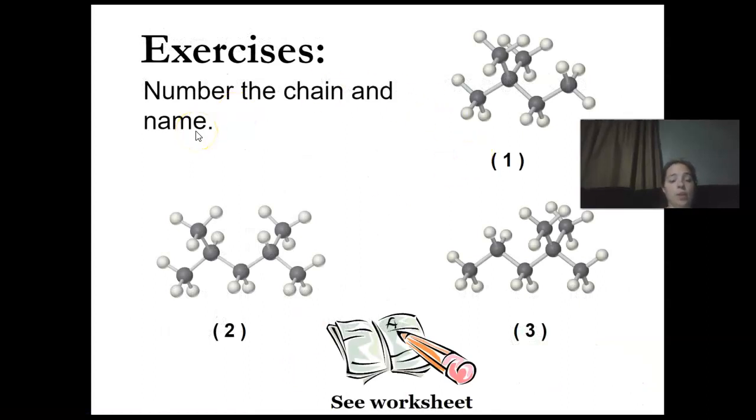Looking at this, number the chain and name. So 1, 2, 3, 4. That's 4. 2,2-dimethylbutane. There's 1, 2, 3, 4, 5. That's pent. 2,4-dimethylpentane, and this is 1, 2, 3, 4, 5. 2,2-dimethylpentane.